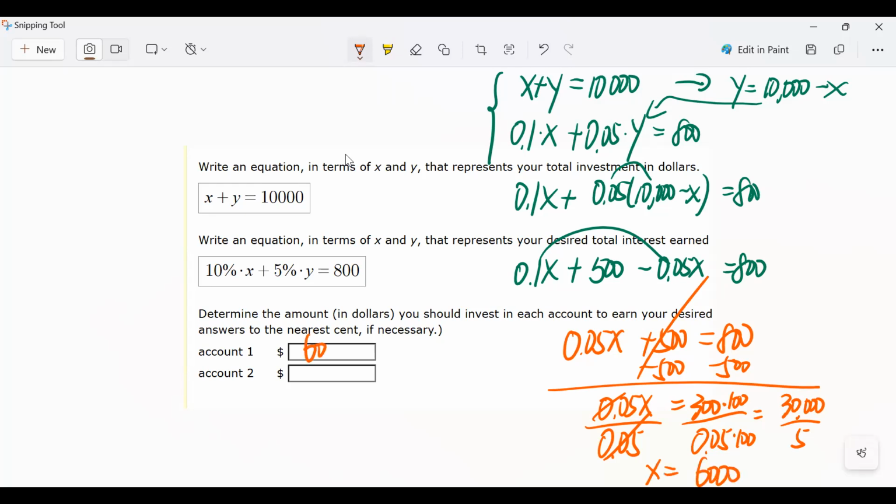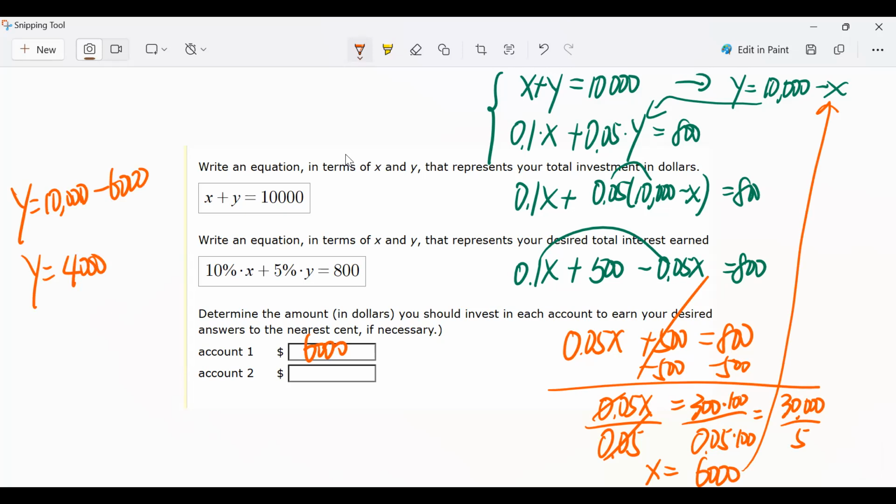Meaning you put 6,000 in the number 1 account, and then in order to solve for y, plug back here to get the y value. y equals 10,000 minus 6,000. y equals $4,000. $4,000 is put in the second account. And we can double check. We want to get $800. You add them, you get 10,000.